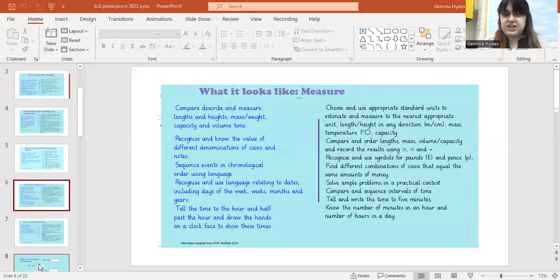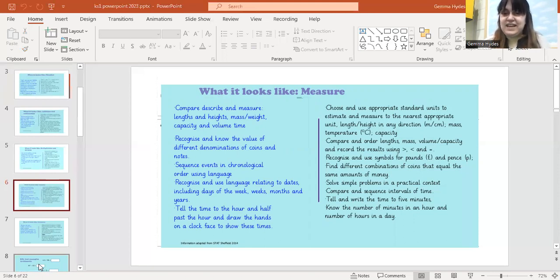And then we move on to measure. So in year 1, it's very practical. They're weighing things. They're finding the capacity of a container. They're measuring lengths and heights. We learn about different coins, and they use time language like days, weeks, months, and they start to learn the time up to half past, and they can use a clock face for that.